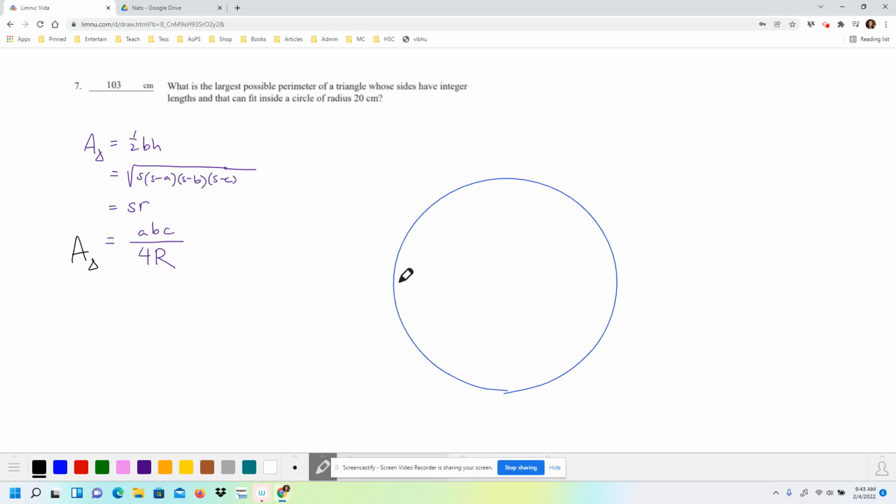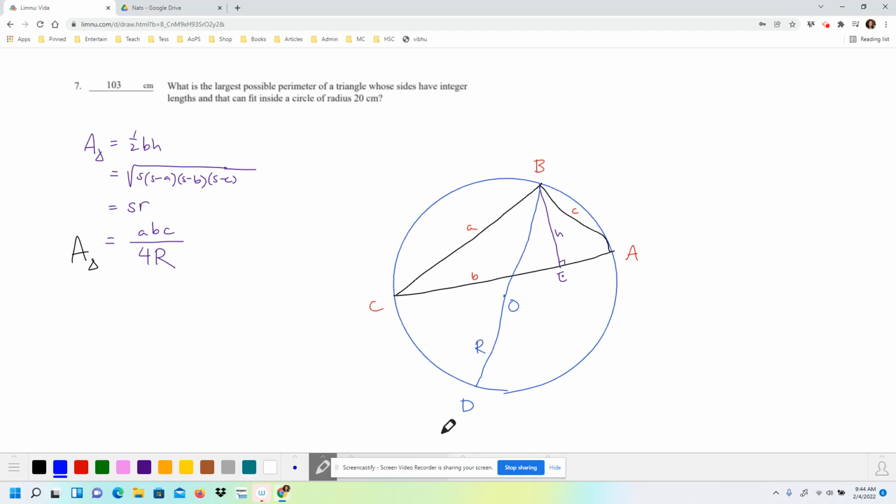Here is our circle, and we're going to draw triangle ABC inside of our circle. We'll call this circle with center O. I'm going to draw a height from B to the opposite side. We'll call this E. This is the height of our triangle. And I'm going to draw a circle to form a diameter, and we'll call this point D. And again, this is the circumradius.